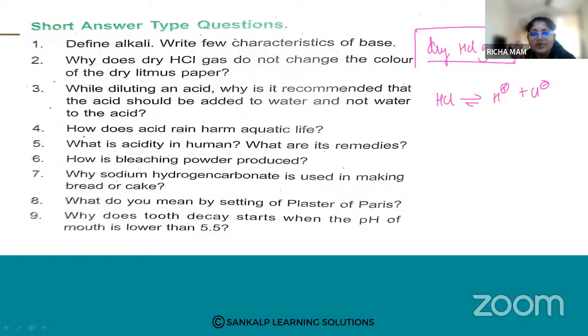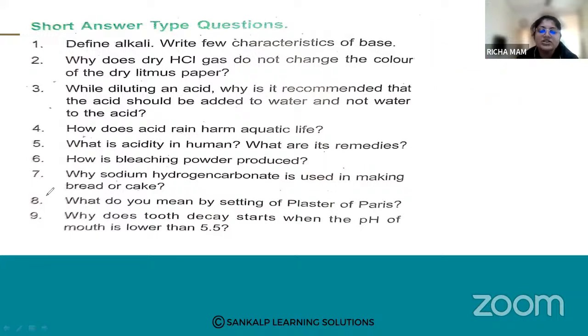So dry HCl gas does not change the color of dry litmus paper, because HCl gas does not dissociate to give you H plus ions. And because it does not have any aqueous content, the litmus paper will not get wet. So this is the reason. Okay, next question.